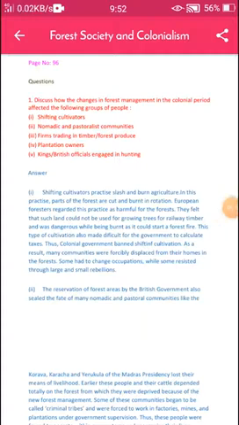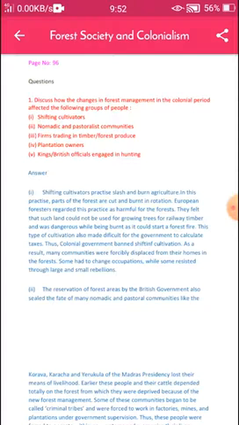We are discussing history, 4th chapter, Forest, Society and Colonialism. In that, today we are going to discuss question and answers. Two question answers we are discussing today. Again tomorrow, two question answers from your exercise part, page number 96.